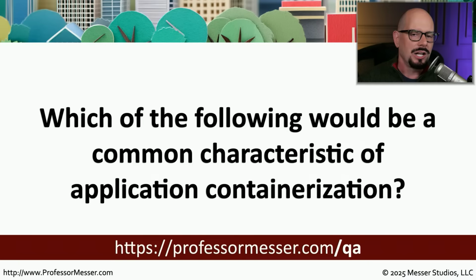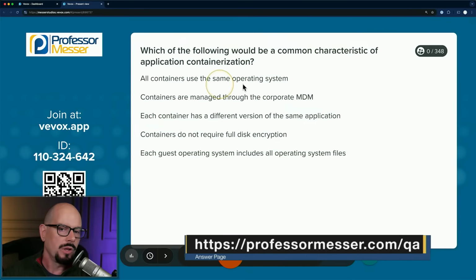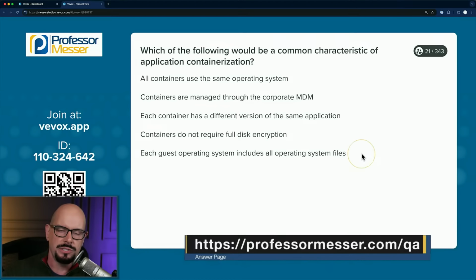This one about a topic dealing with application containerization. And this question asks, which of the following would be a common characteristic of application containerization? Would that be all containers use the same operating system? Containers are managed through the corporate MDM. Each container has a different version of the same application. Containers do not require full disk encryption. Or each guest operating system includes all operating system files.